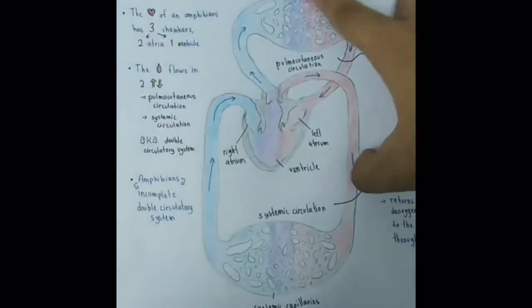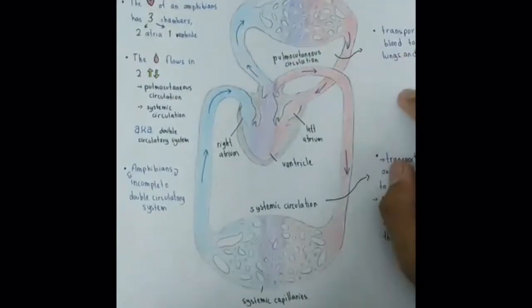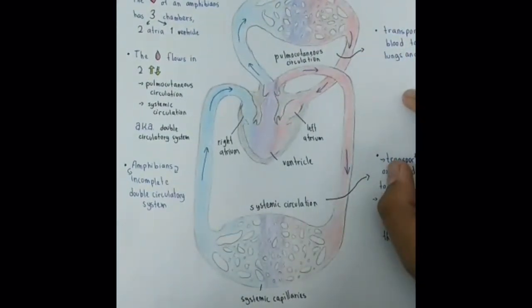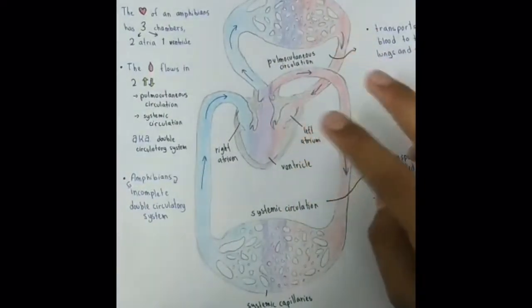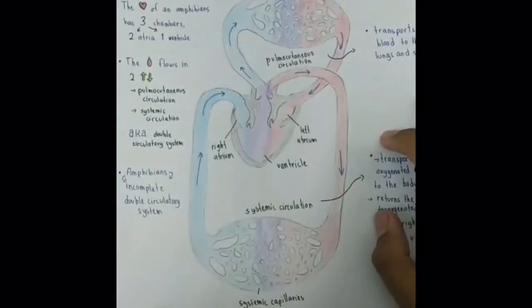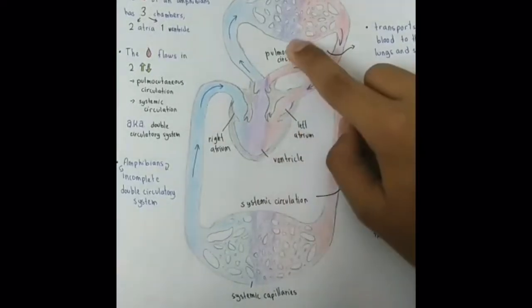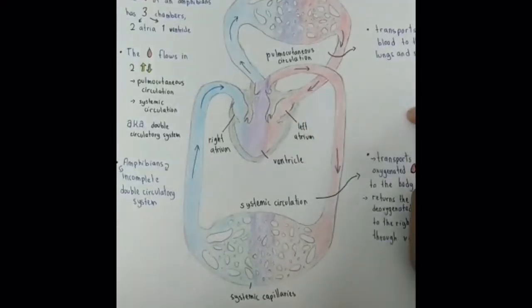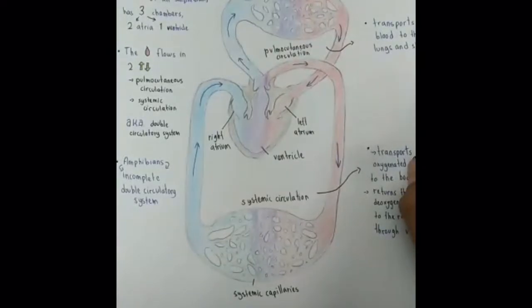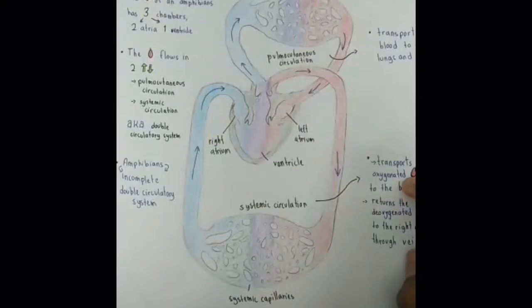Third one, amphibians. The heart of an amphibian has three chambers, two atria and a ventricle. Unlike the single circulatory system of fish, blood flows in two directions: pulmocutaneous circulation and systemic circulation. Therefore, this system is known as a double circulatory system. Amphibians are said to have an incomplete double circulatory system because the oxygenated blood and the deoxygenated blood are mixed. Pulmocutaneous circulation transports blood to the lungs and skin, and the exchange of gases takes place here. Systemic circulation transports oxygenated blood to the body tissues and returns the deoxygenated blood to the right atrium through the veins.